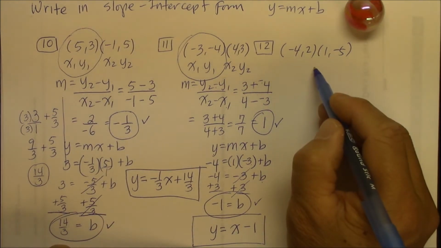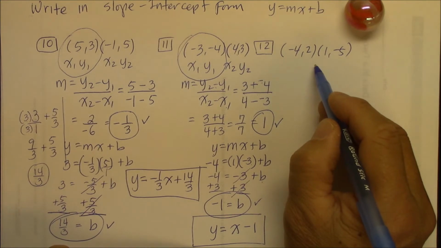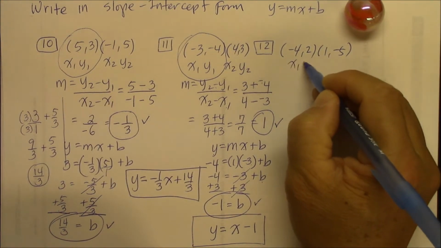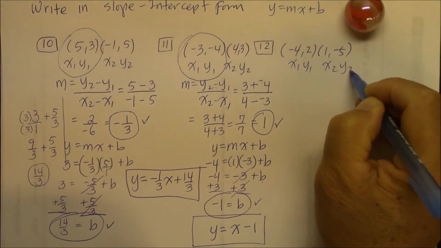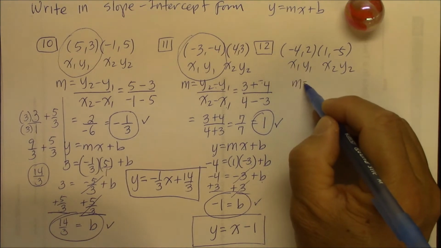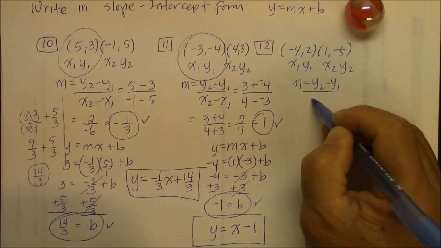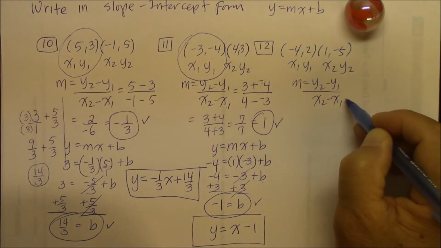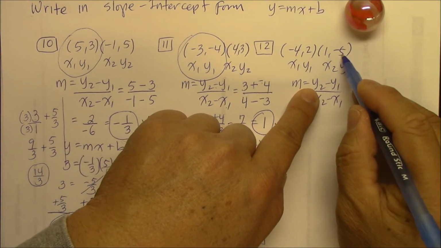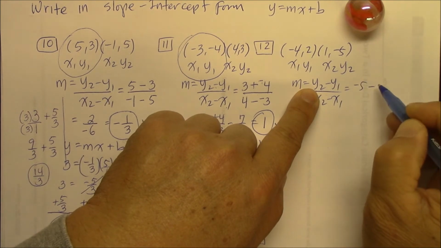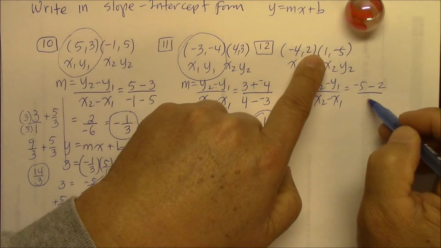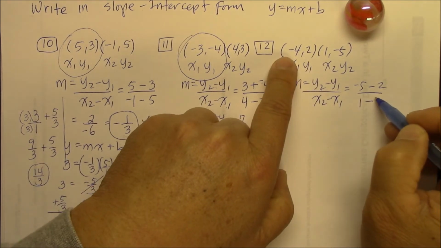And the last one, I'm going to go a little faster on this one, okay? But you're going to see the same routine. Label x1, y1, x2, y2. Sounds familiar? Find the slope. m equals y2 minus y1 over x2 minus x1. Plug it in. y2 is negative 5 minus y1 is 2. x2 is 1 minus, be careful, negative 4.